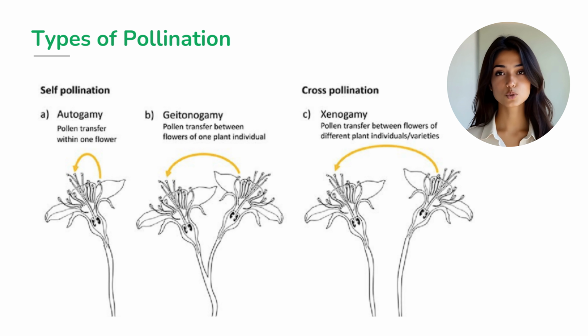Geitonogamy, a bit more social. Here, pollen moves between different flowers of the same plant. It may look like cross-pollination, but genetically, it's still a form of self-pollination.